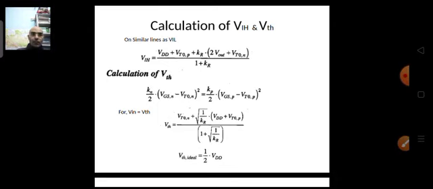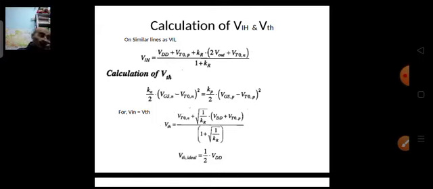Then if you solve it further, we will find that the equation for the threshold voltage of a CMOS inverter will become something like this. So the equation for the threshold voltage will be VTH equals VTN plus under root of 1 by KR into VDD plus VTP, divided by 1 plus under root of 1 by KR. So this is what the whole derivation is.